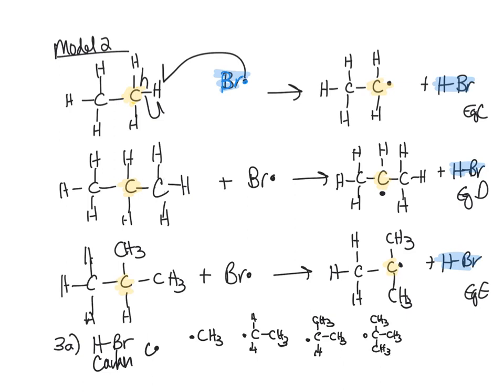And that would be tertiary. So the first one, carbon is bonded to one carbon: primary. Carbon bonded to two carbons: secondary. Carbon bonded to three carbons: tertiary.